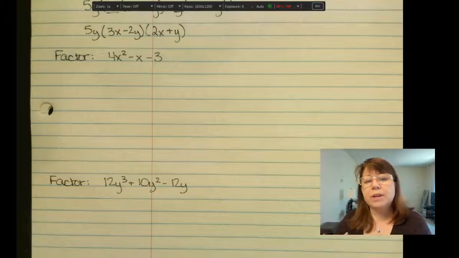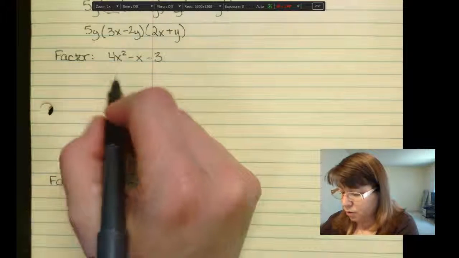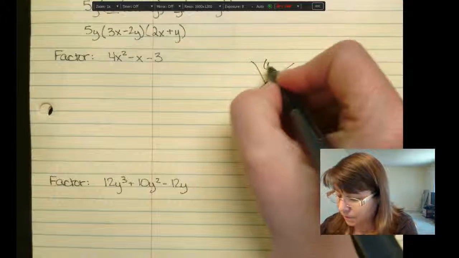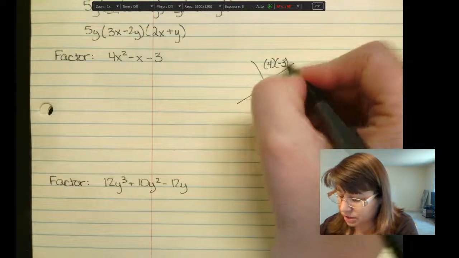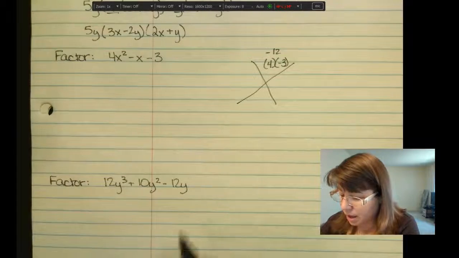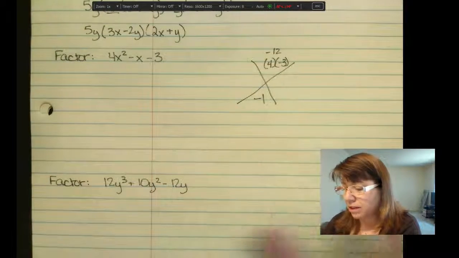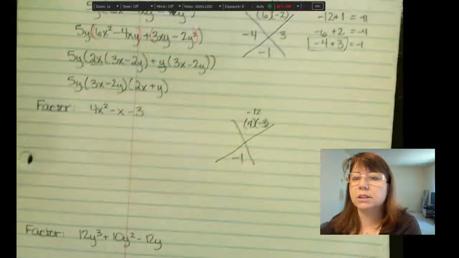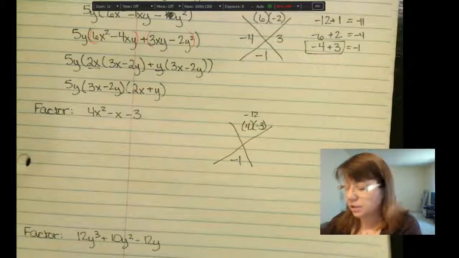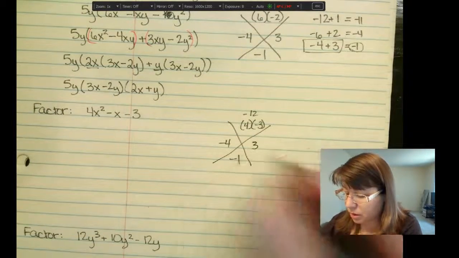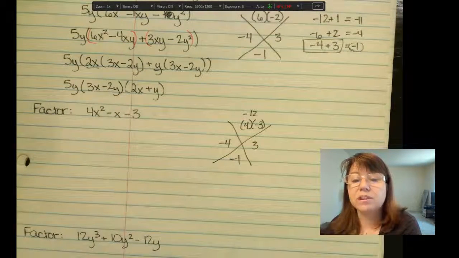Let me work through another example. So, using this method, I need 4 times a negative 3, which is a negative 12. But I need it to add up to negative 1. The cool part about it is we already kind of figured it out earlier. Okay? Here's my negative 1 right here. So it's negative 4 and a 3. But if I had to, I'd break down the negative 12.